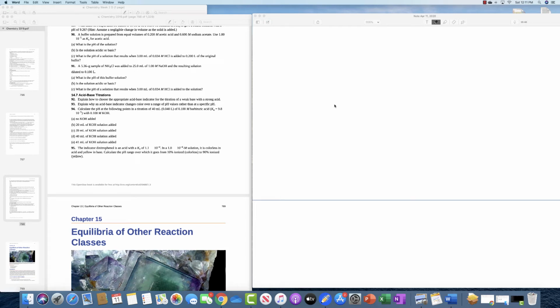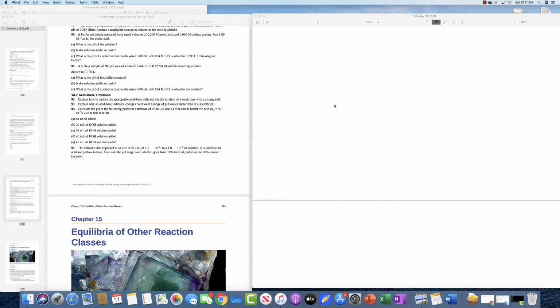Okay, we're going to move on to number 90. Number 90 states a buffer solution is prepared from equal volumes of 0.2 molar acetic acid and 0.6 molar sodium acetate. Use 1.8 times 10 to the minus 5 as the Ka for acetic acid. What is the pH? Is the solution acidic?